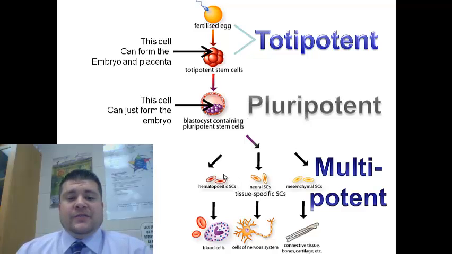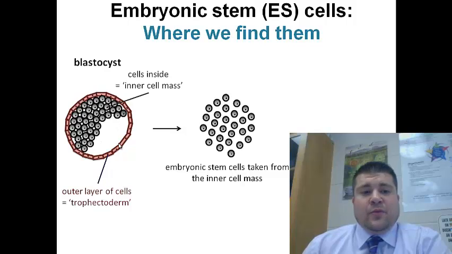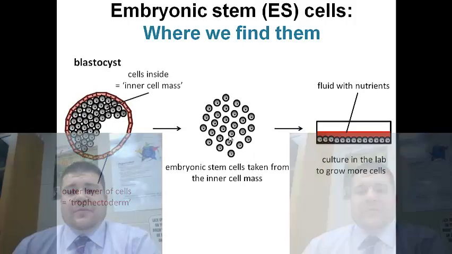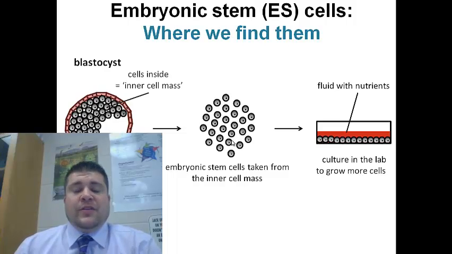And then afterwards, once the cells have differentiated, you can actually get multipotent cells, which can turn into a bunch of different cells. So here we have a blood cell that can actually turn into a white blood cell or a red blood cell. Embryonic stem cells are found in a blastocyst, which is the inside cellular mass. We do not really look at the outer layer. And so we can break those out of the blastocyst and gather all of these cells, and we can put them into a fluid with nutrients and actually grow them in the lab.